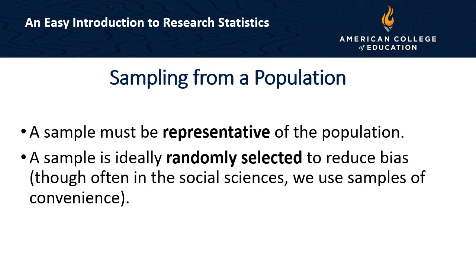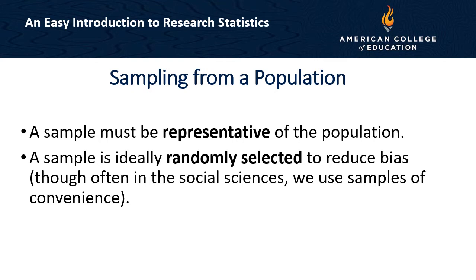And a sample is ideally randomly selected, and that's to reduce bias. So the idea is that we don't want to just pick people we want for participation in our research. We want to have a random representation so that we know that the people who participate in our research actually represent the wider population. With that said, often in the social sciences, we use samples of convenience, and samples of convenience simply mean we may not have the ability to conduct a full random sampling, and so we sample according to whatever groups or limited participants are available to us. And that's often okay in social research as long as we clearly disclose it.